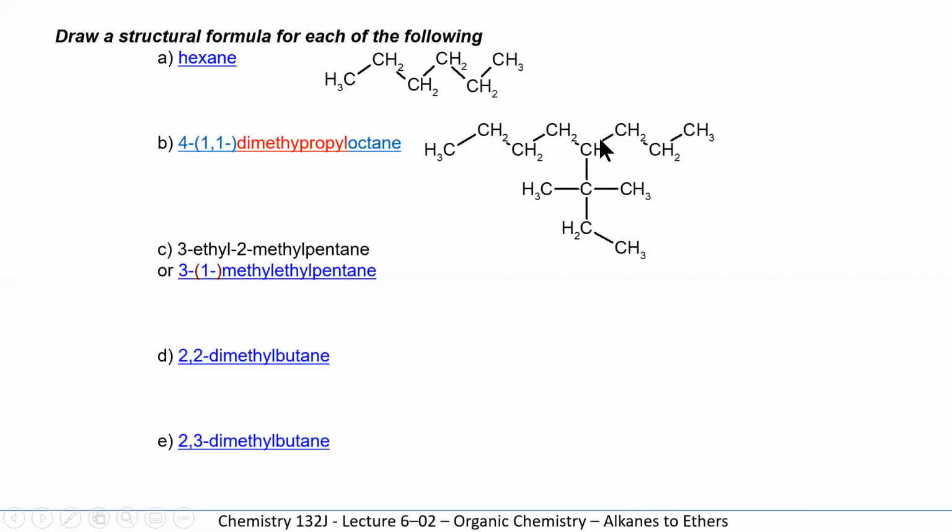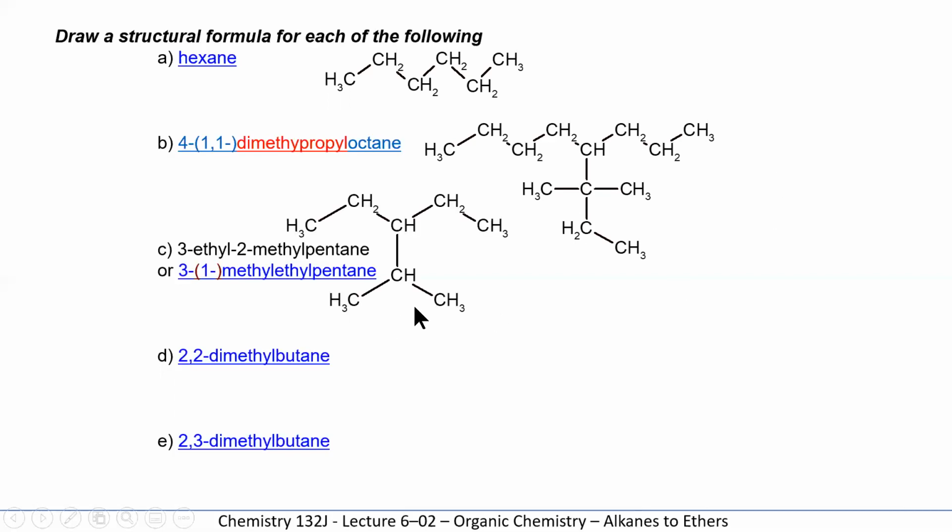We have 8 in our parent chain. On the fourth carbon on our chain, which is this one, we have a branching side chain. So we have a propyl side chain with 2 branches on the first carbon. That's where the 1,1 dimethyl propyl comes from.